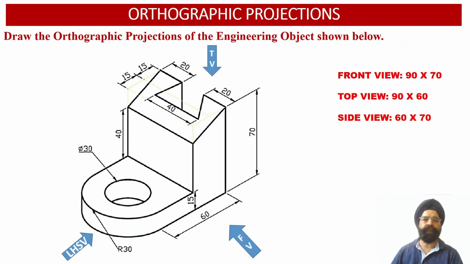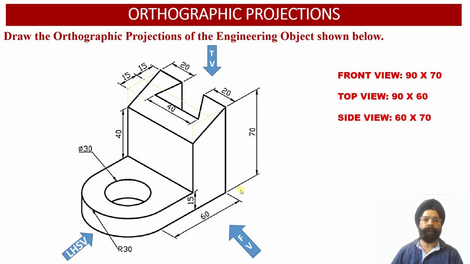Now here we have been provided with an isometric projection of an engineering object in which the front view face, the top view face and the left hand side view face of the solid have been appropriately combined into a 3D isometric projection. Using the available information through this 3D isometric projection, we are going to evaluate the orthographic projections of this engineering object.